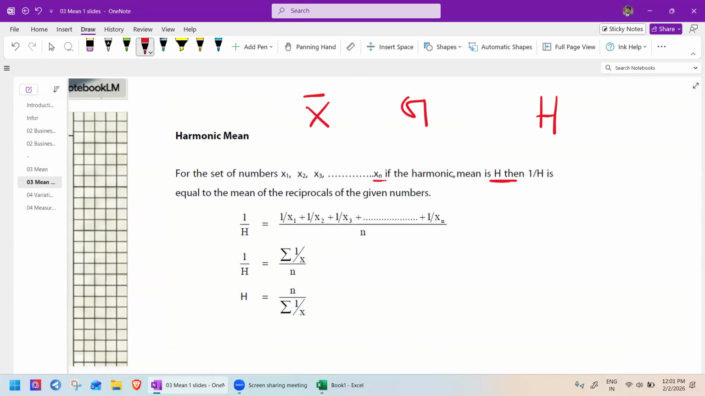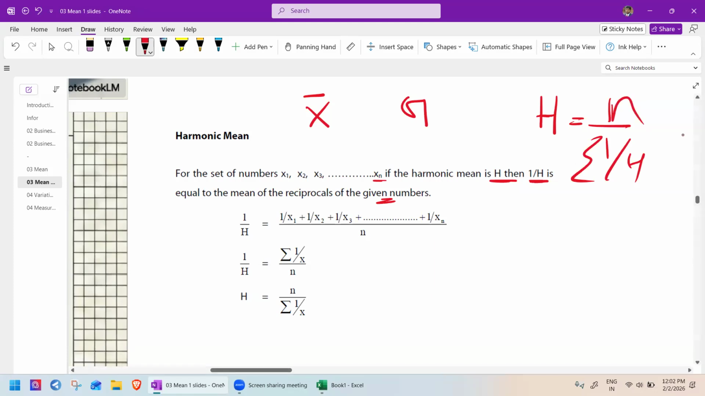So if we consider the harmonic mean h, the reciprocal of the harmonic mean is equal to the mean of the reciprocals of the given numbers. So we have to find the reciprocal of the mean of the reciprocals in this way. And it should be n. So this is the formula.